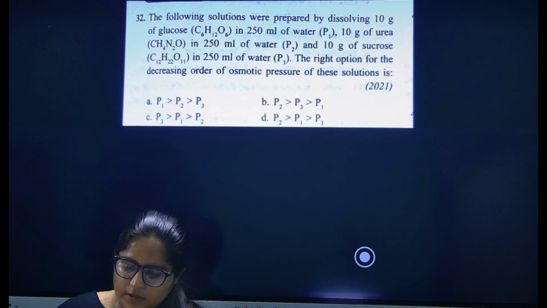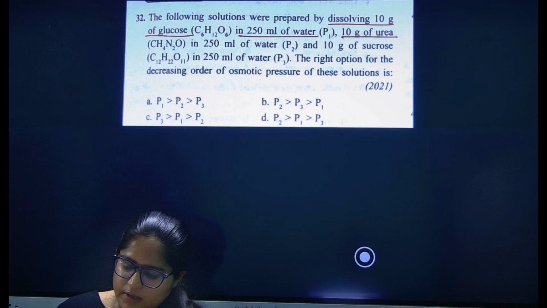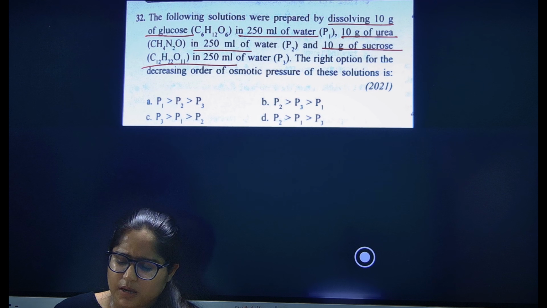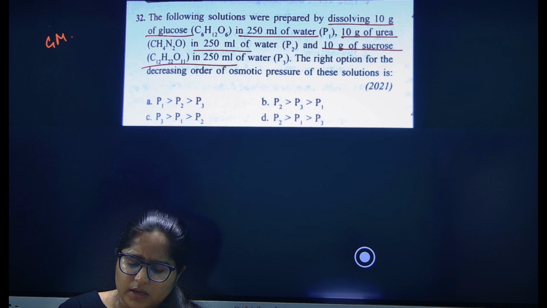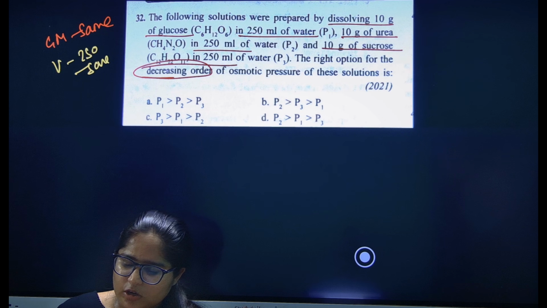So the following solutions were prepared by dissolving 10 gram of glucose into 250 ml. Mass is given, volume is given. 10 gram of urea into 250 ml, fine. 10 gram of sucrose into 250 ml, fine. Can you see one pattern? Given mass is same. Next, the volume, 250 ml, is also same, fine. So how can we use it? What are they asking? The right option for decreasing order of osmotic pressure.